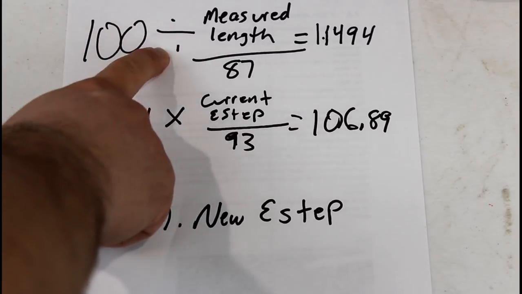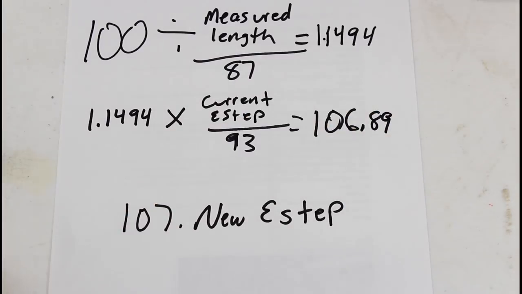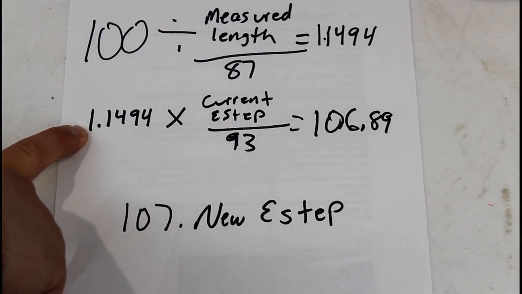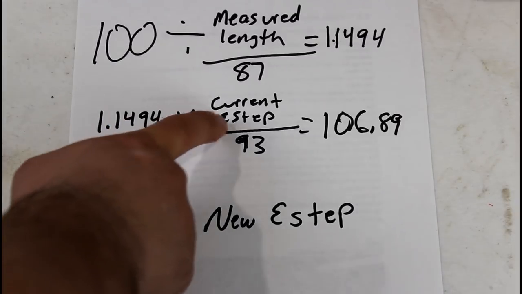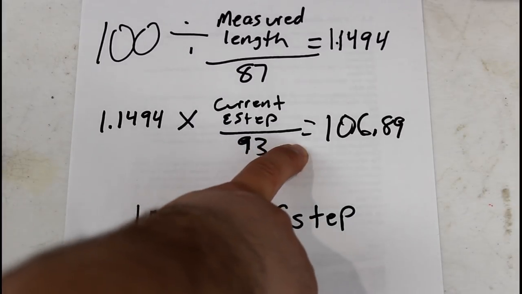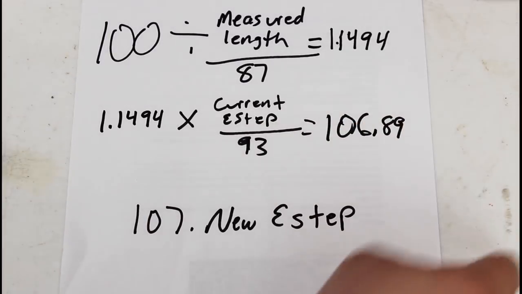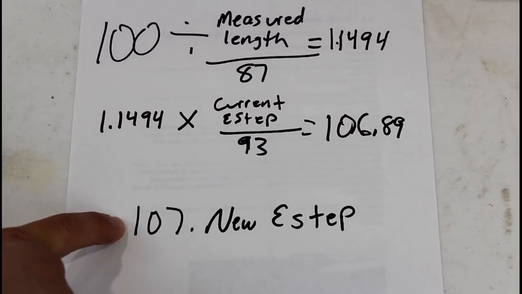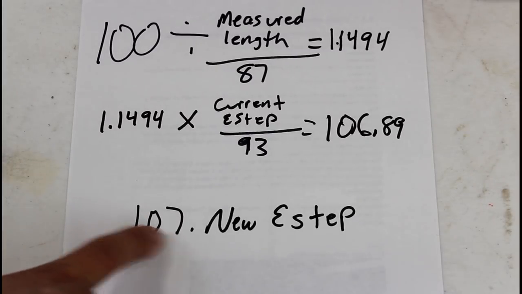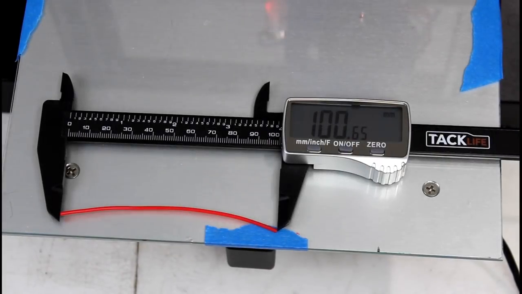So 100 divided by 87 gives us 1.1494. So we take that answer, 1.1494, times the current E-step. In our case, default Ender 3 is 93, and we get 106.89. That's our new E-step. We're going to round that up to 107, and we're going to call 107 our new E-step.